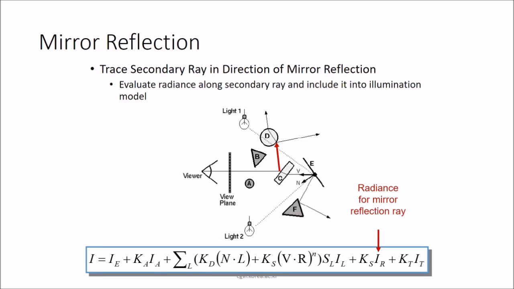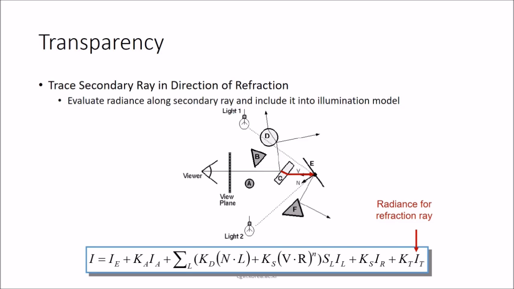Then we also add the mirror reflection, that is, we trace a secondary ray in the direction of mirror reflection. We evaluate the radiance along the secondary ray and include it in the illumination model. So this is the radiance for the mirror reflection ray, I_R. We also add this, and then comes the transparency. What is this transparency? We trace a secondary ray in the direction of refraction. We also trace a secondary ray along the direction of reflection. So we evaluate the radiance along the secondary ray and include it in our illumination model.